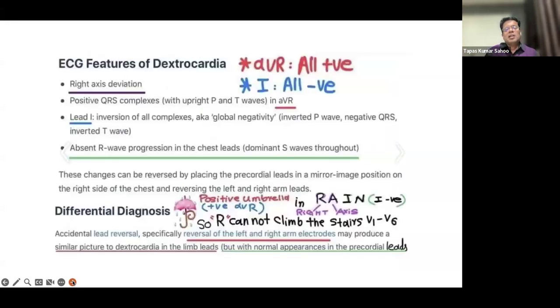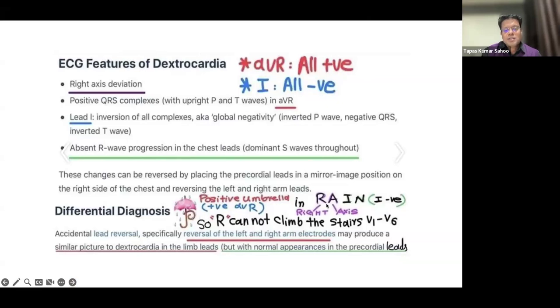But the DD with the lead reversal would be dextrocardia. Dextrocardia would have a similar ECG finding to the lead reversal. But you can see here right axis deviation, positive QRS complexes in the AVR, lead 1 inversion of all complexes. So the dextrocardia is the physiologic, you can say, lead reversal or the normal lead reversal. And you can see AVR all positive and 1 all negative. This is the clue. AVR all positive, 1 all negative.